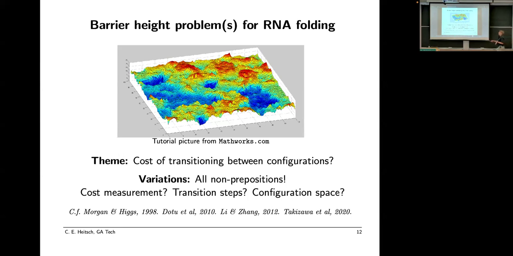It is basically answering the question of what is the cost of transitioning between configurations. And there are obviously many variations on this. What I've somewhat facetiously said is all of these are non-propositions. You can ask how am I measuring the cost? What are the steps that I'm allowed to take in my transition? And what exactly do I mean by configuration space? Here are some references if you're interested in following up more on that.